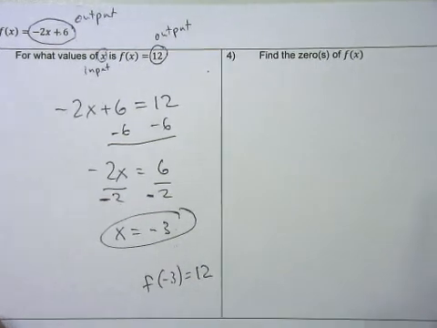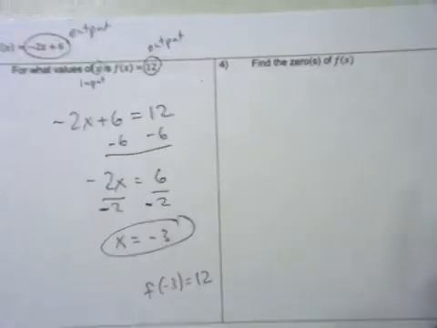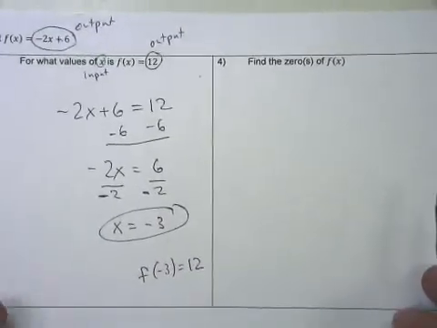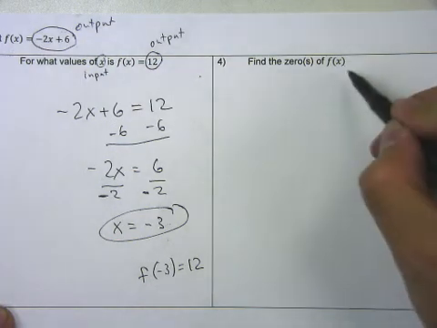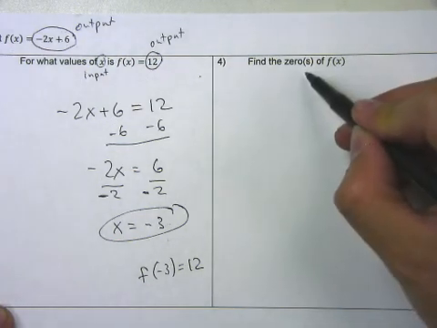Let's think about how that's related to question 4. Question 4 says, find the zeros of our function, f of x. Remember what a zero is. The zeros are the inputs that give us an output of 0. In other words, the zeros are the x values.